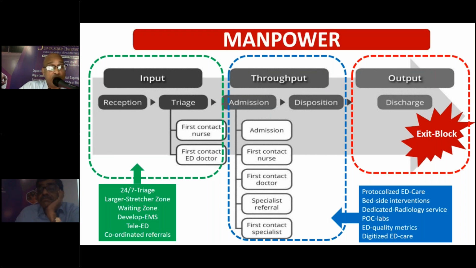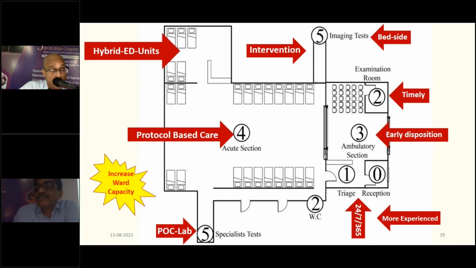And so manpower will hit everywhere. You need manpower to work on inputs, you need manpower to better the throughput, you need manpower to tackle the exit block, both at the wards as well as the ED itself. So we can work on these areas, like 1, 2, 3, 4. Just look at the numbers and you can understand where things will go in the coming times.